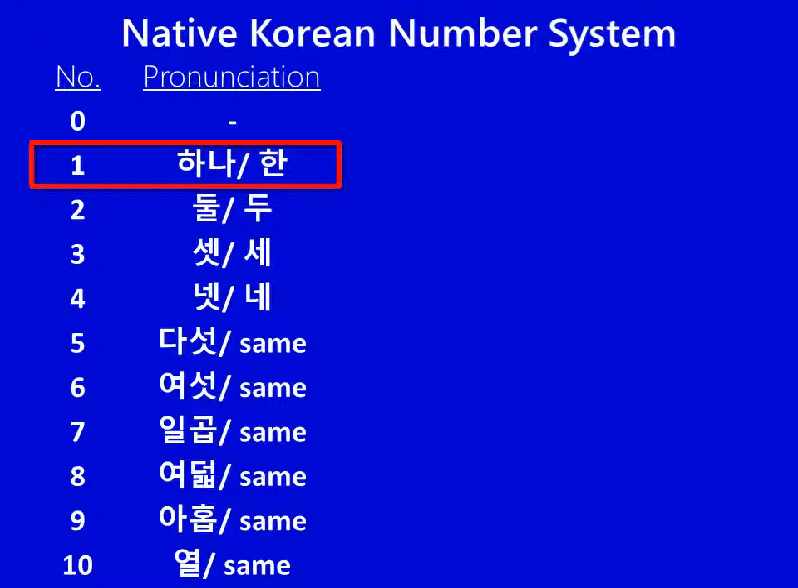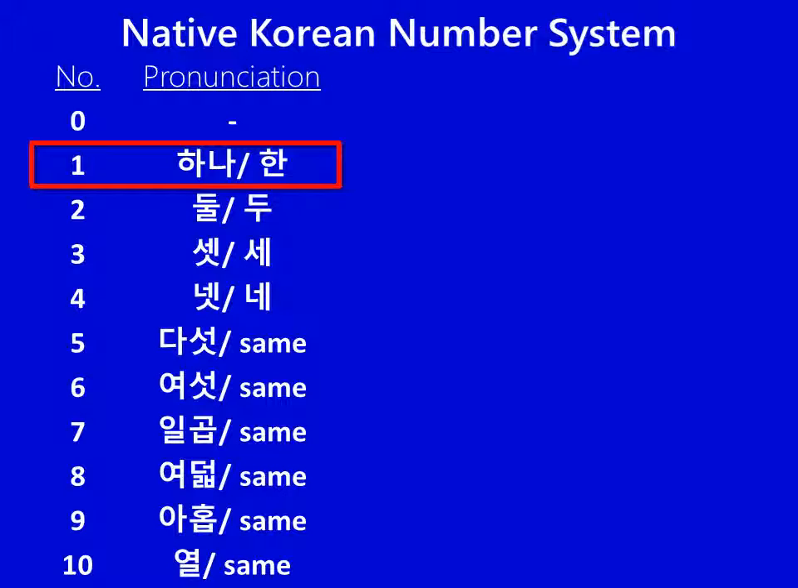So 번 or 개, when you put these native Korean numbers together with this unit, it changes its form. Like from 하나, it becomes 한. So we don't say 하나 번, we say 한 번, like that. 한 개, like that. So you need to learn both.